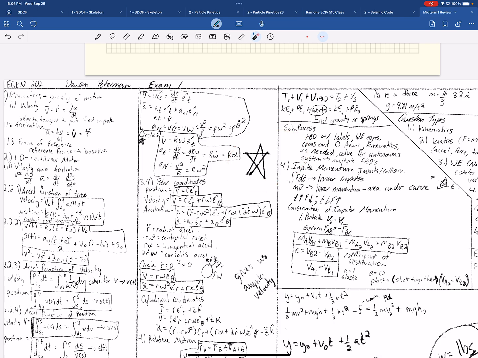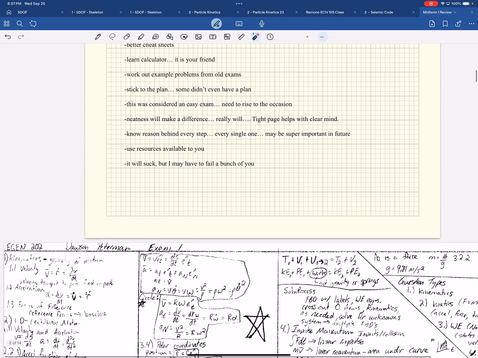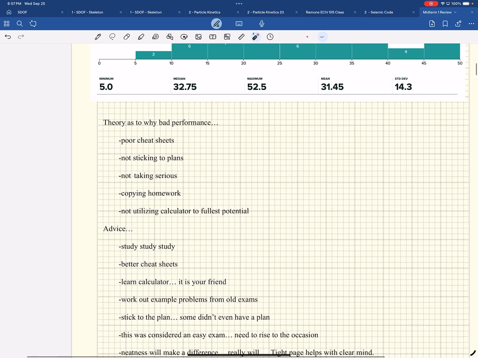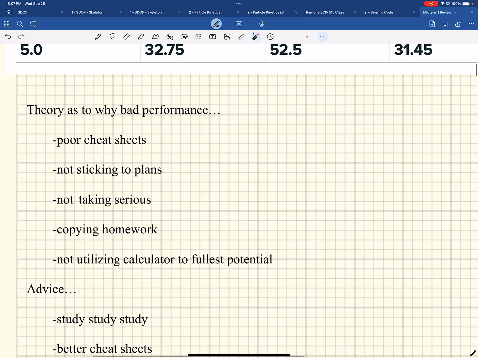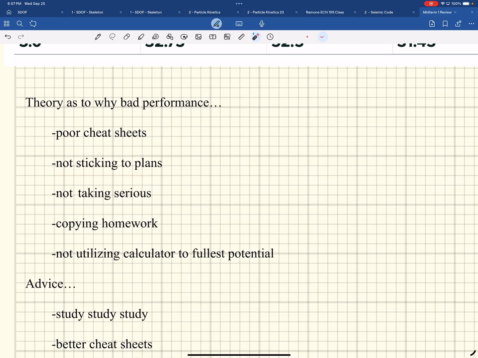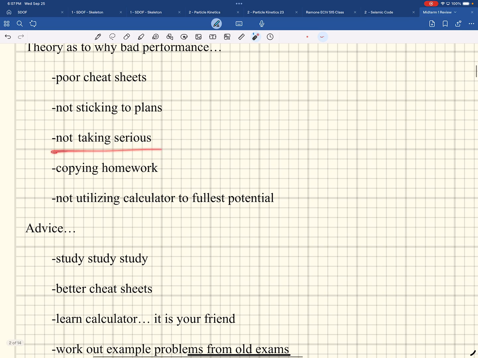He's getting a little crazy with it because he's like, oh my God. But anyways, you just write it all down. Spend some time with it. Put together a nice cheat sheet that you can trust. I think that was part of it, just not spending enough time with that and putting something together, right? Not sticking to the plans, stick to the plans. Not taking it seriously, that's a big one, right?